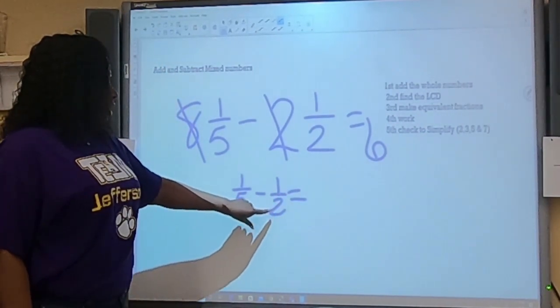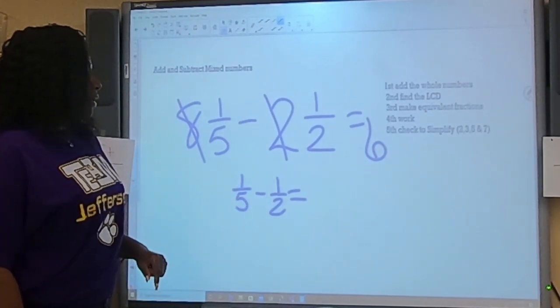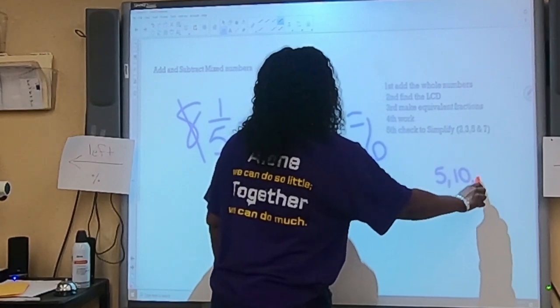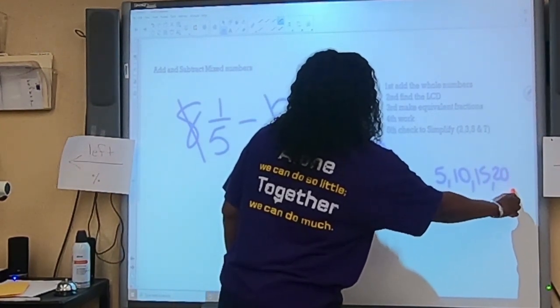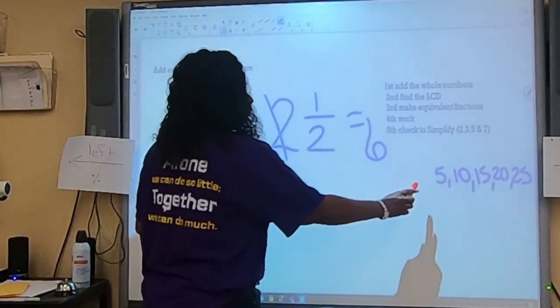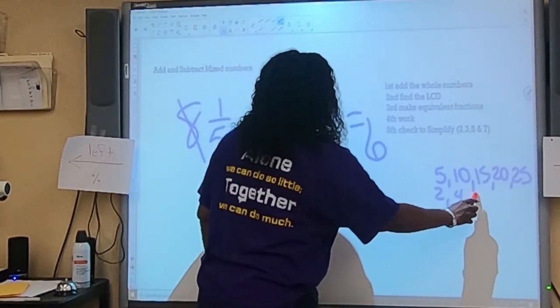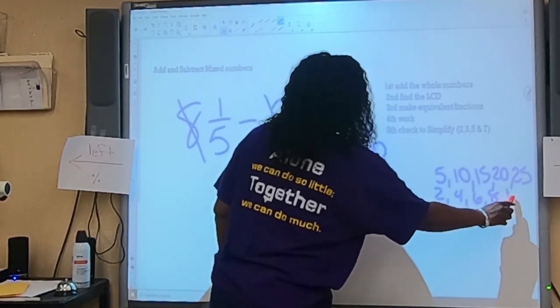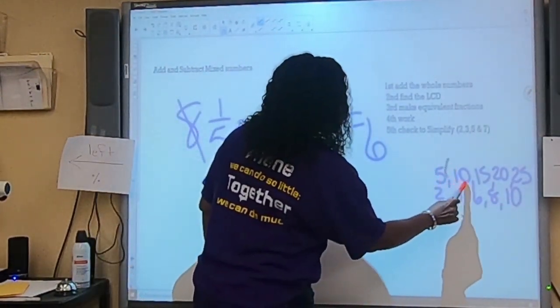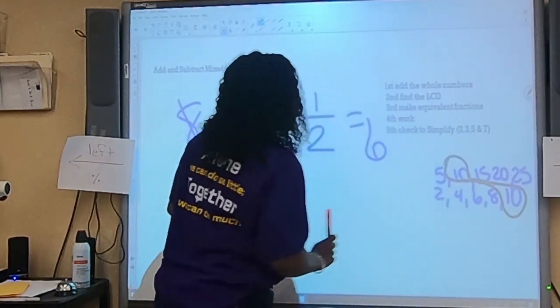I need a least common denominator, so I write some multiples for 5: 5, 10, 15, 20, 25. And some multiples for 2: 2, 4, 6, 8, 10. So I know that my LCD is going to be 10.